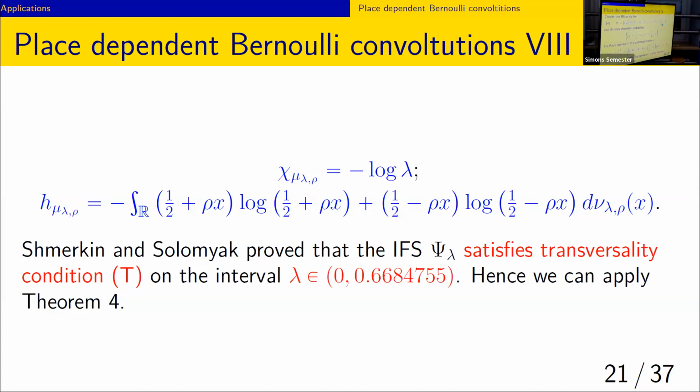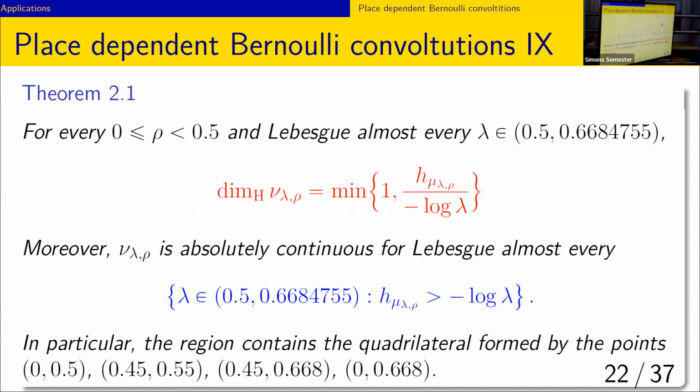The only thing that I need to mention is the transversality. For this iterated function system, Shmerkin and Solomyak proved that this is the transversality region. So we are in this transversality region, which was verified by Shmerkin and Solomyak, and then we have that the Hausdorff dimension of this place-dependent probability is what it needs to be. And whenever this ratio is bigger than one, then we have absolute continuity.